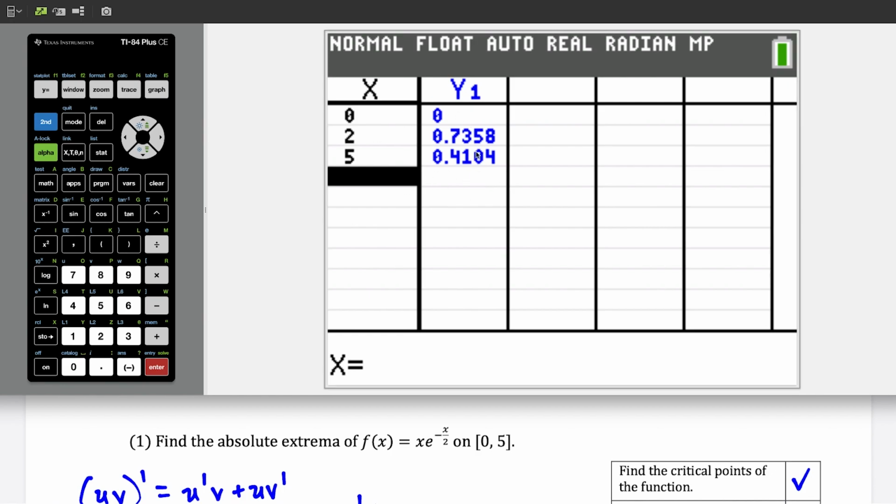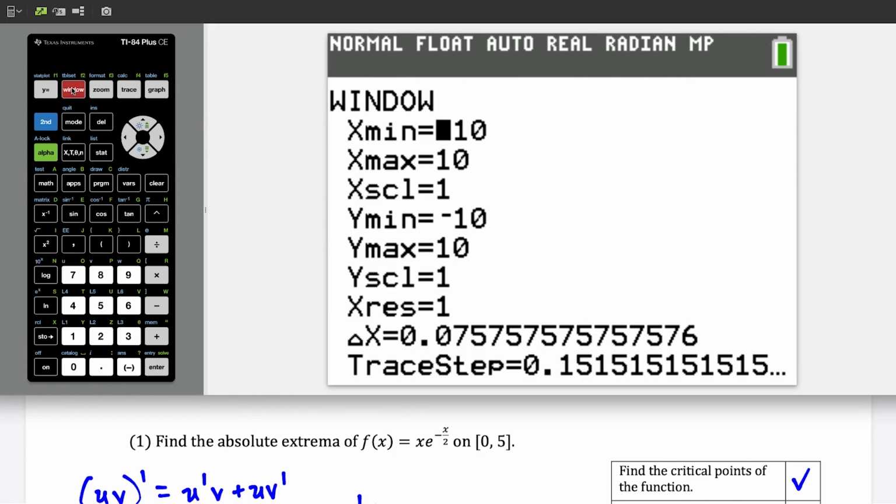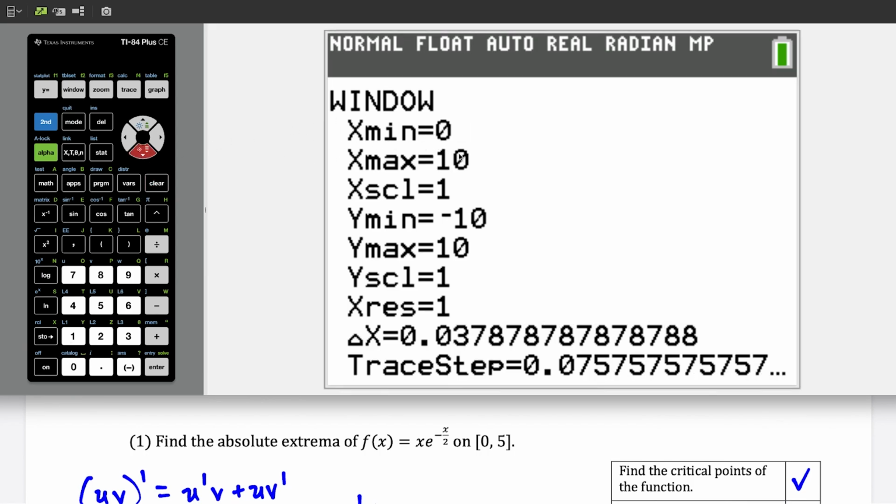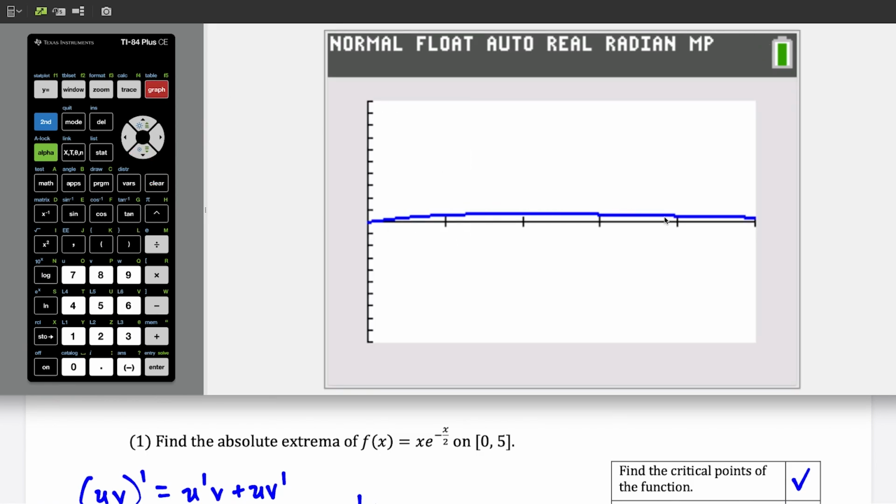And notice just looking at the table here, we could see that at x equals 2, we have our absolute max, and at x equals 0, we have our absolute minimum, because this is the smallest y value and this is the biggest y value in the table. But we could also go to the window and change the minimum x from negative 10 to 0, and switch the x maximum over to 5. And now if we press graph, it's a little bit hard to see what's going on. We have a lot of extra space above and below.